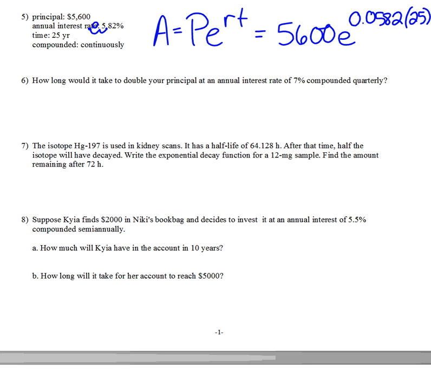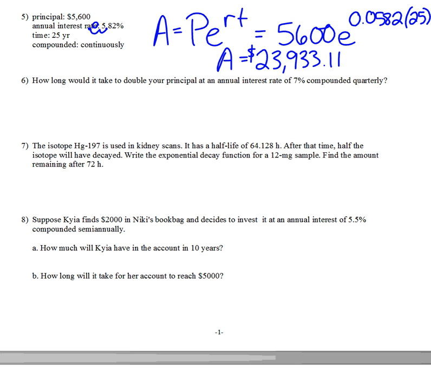For 25 years. And when you plug that into your calculator, you will get about $23,933.11. And that's number 5.